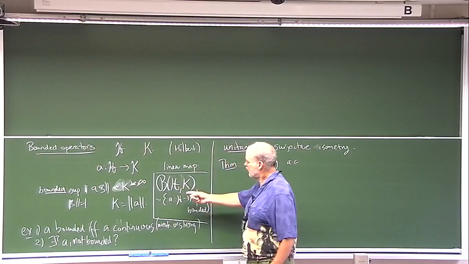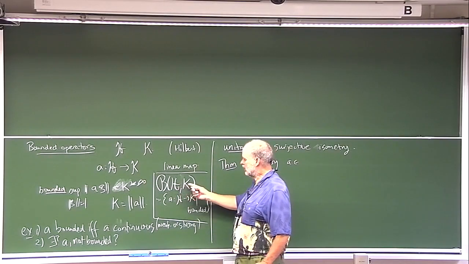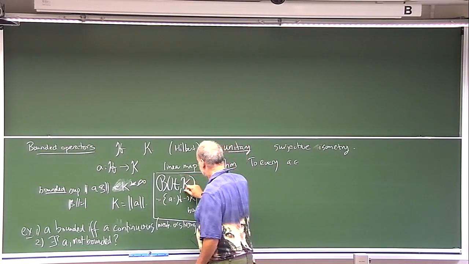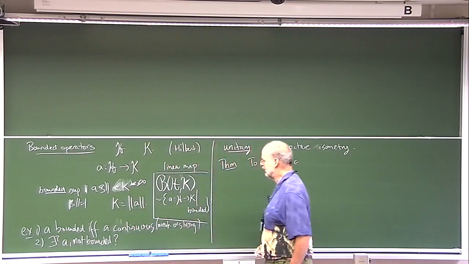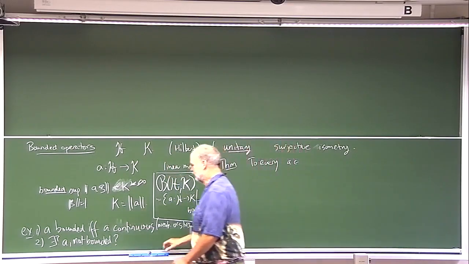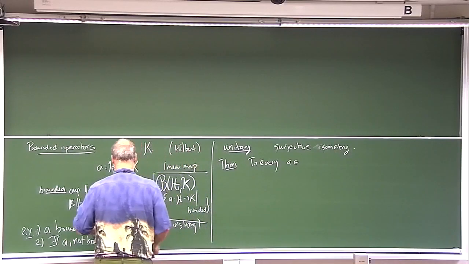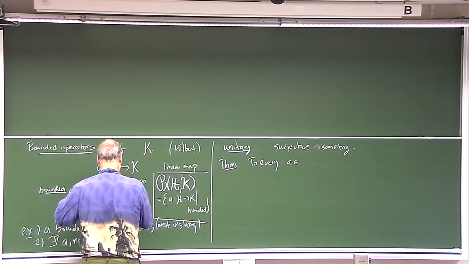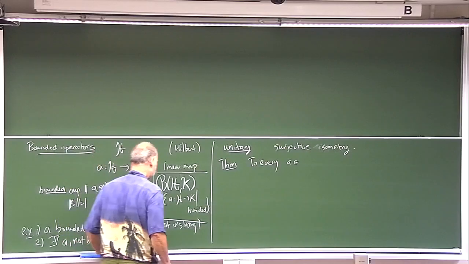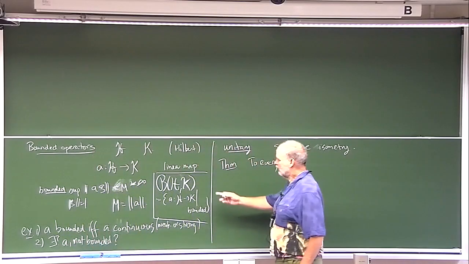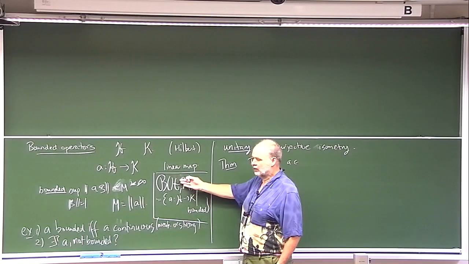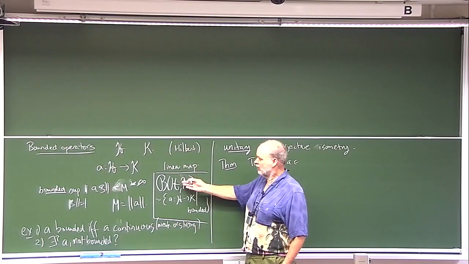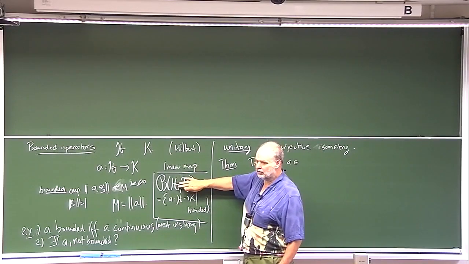So, given two Hilbert spaces, B of HK, this is purely K, not to be confused with this K, which was a bad choice anyway. Let me change that right away. M. This notation, and if H is equal to K, then we just suppress it. So the set of all linear bounded operators from H to itself is just going to be called B of H.